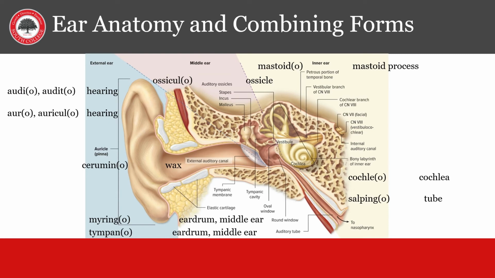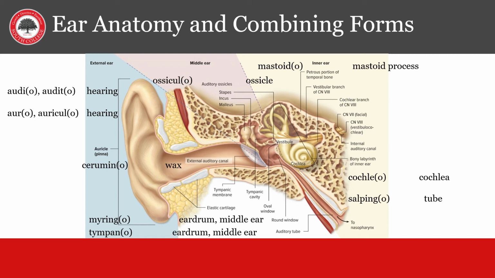Here we have the human ear. Sound enters the external auditory canal and stimulates the tympanic membrane, which in turn stimulates three auditory ossicles in the middle ear, which then stimulates the oval window and causes movement of inner ear fluid and then the hair cells and nerves in the cochlea.